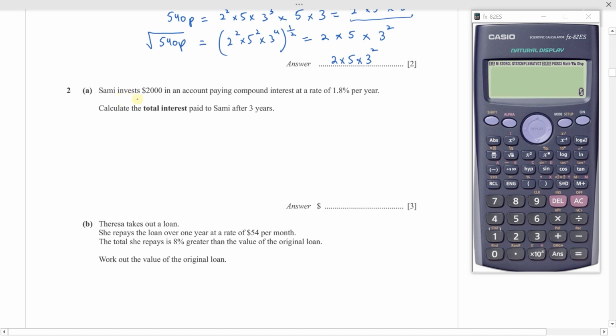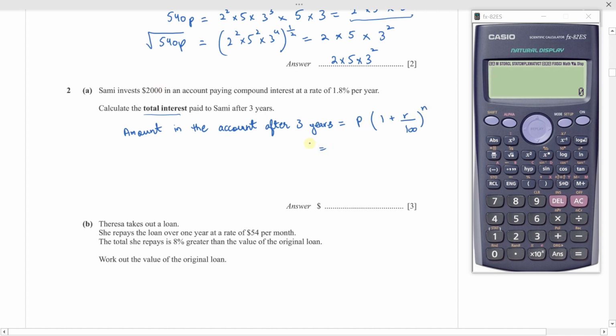Question number 2 is Sami invests $2,000 in an account paying compound interest at a rate of 1.8% per year. Calculate the total interest paid to Sami after 3 years. So we can find the amount in the account after 3 years, using the formula for compound interest, which is P, where P is the principal, into 1 plus rate over 100, power n, where n is the number of years.